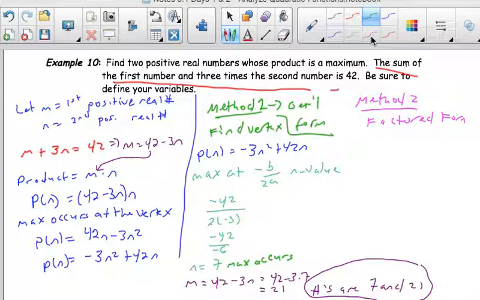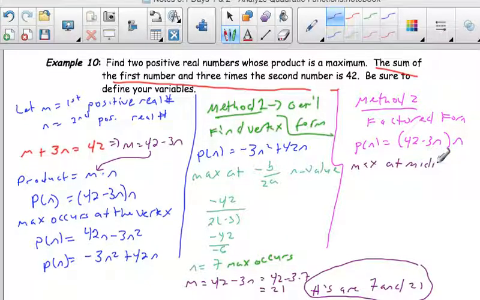So to find the maximum, when we're in factored form, we can take the average of the x-intercepts. So in factored form, P of n is equal to 42 minus 3n times n. And this is in factored form. The maximum will occur at the midpoint between the x-intercepts, or the zeros. So let's find the x-intercepts. We can solve 0 is equal to 42 minus 3n times n.